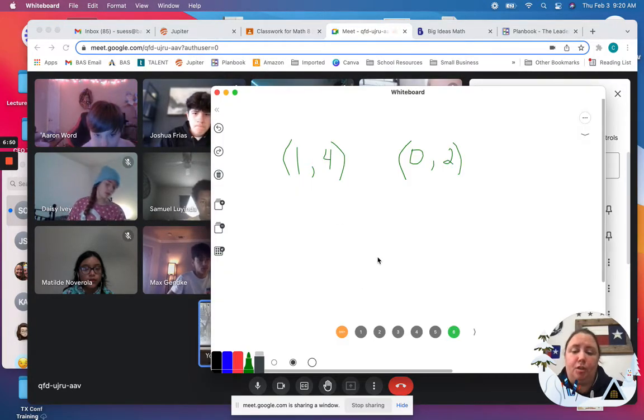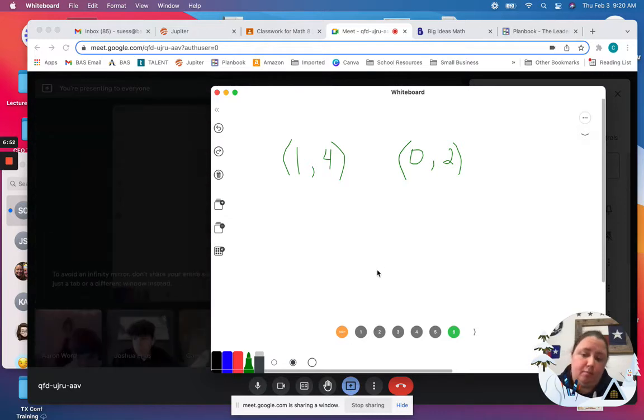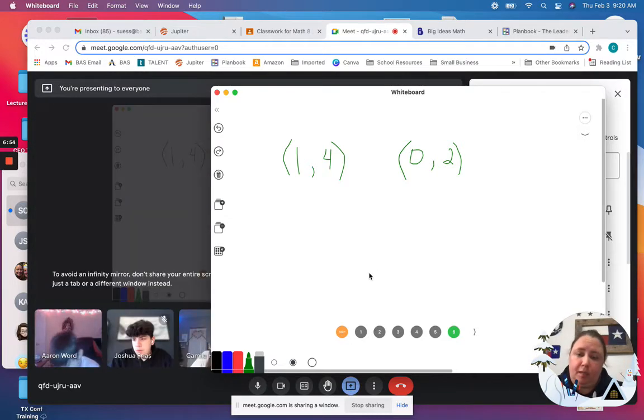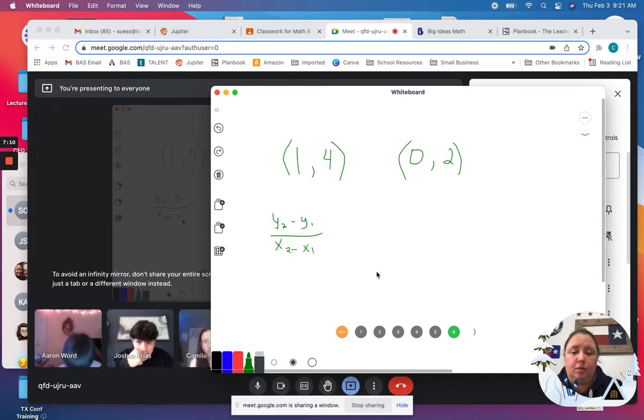Okay, so now that I have these 2 points, let me let it load. I can use that to use my equation: y2 minus y1 over x2 minus x1. Okay, so this is how you solve for slope, m. Always.